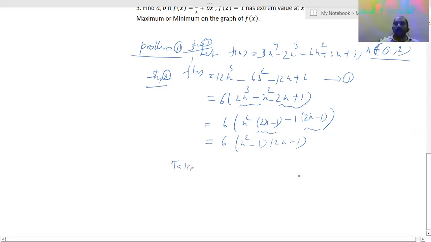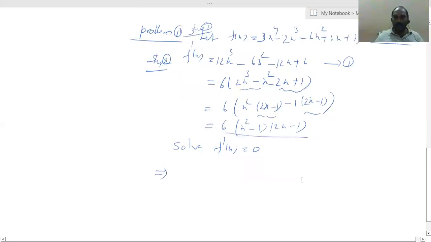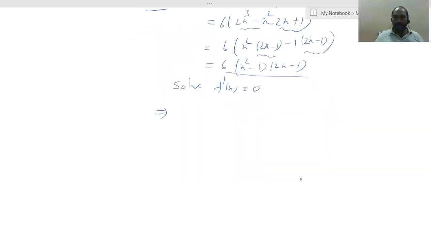Now solve f dash x equal to 0. That means this value equates to 0. That means 6 times x square minus 1, 2x minus 1 equates to 0. 6 can never be 0. Therefore, the other two factors should be 0. Either the first factor should be 0 or the other factor should be 0.